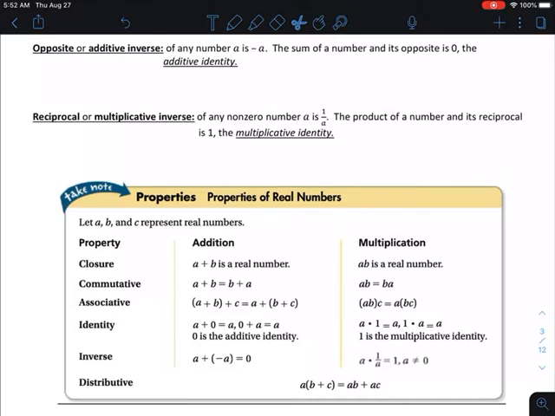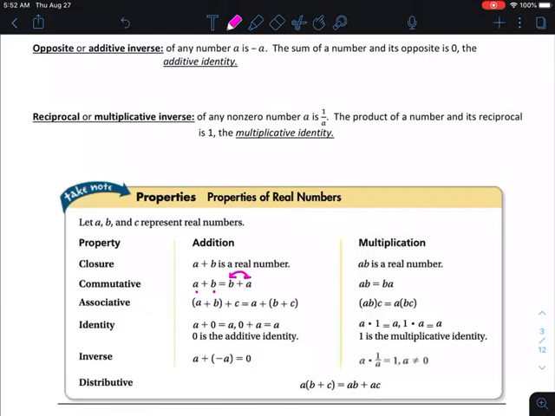The commutative property, it has a plus b equals b plus a. Commutative, I think of kind of like communicating. You're taking turns. All you're doing is you're taking a and b and you're flip-flopping the order of them. Same thing with the multiplication. If you have ab, that's equal to ba. Hopefully by now you understand it doesn't matter the order that you add or multiply in, you end up with the same value.